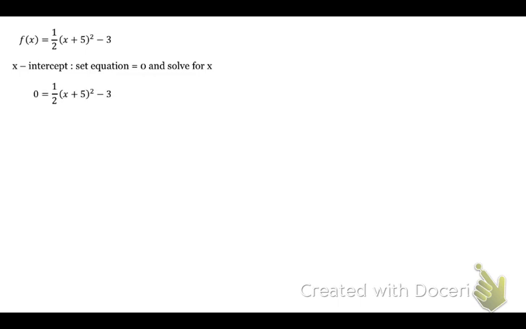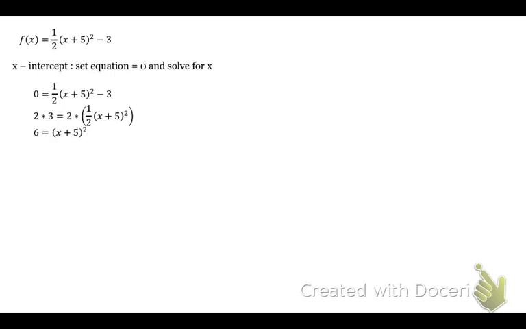X-intercept, so we're going to set it equal to 0 and solve. Add the 3 over, multiply both sides by 2, so you get 6 equals x plus 5 squared. I'll go back a step. So right here, that multiplying by 2, that's because 2 times a half equals 1, so that will get rid of the half for us. Now we have 6 equals x plus 5 squared.